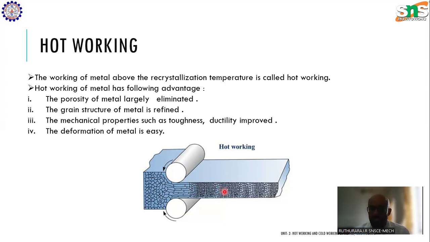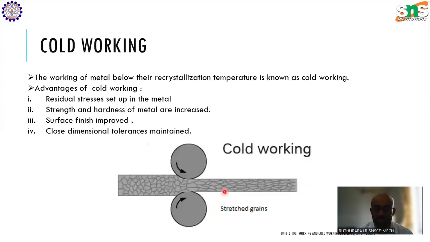The same thing happens in a cold working process, except for the recrystallization temperature. It is done below the recrystallization temperature. So what happens here is the grains get elongated due to the application of load, but new grains are not formed. Only these elongated grains are available.